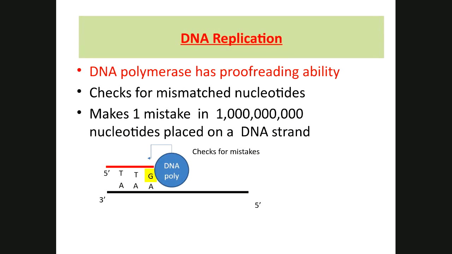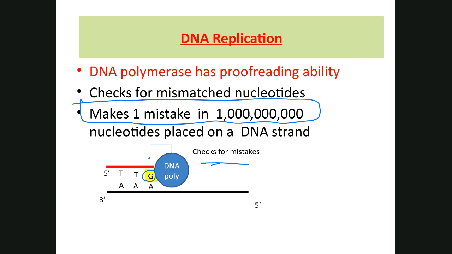Again, DNA polymerase has proofreading ability, which means that it can correct its mistakes. So if it puts the wrong nucleotide, it can detect that, go back and fix it. So it checks for mistakes. Obviously it's not perfect, it can still make mistakes, but it's extremely rare. Mistakes happen 1 in 1 billion nucleotides put in place. So mistakes are extremely rare, and you need to be aware of that.